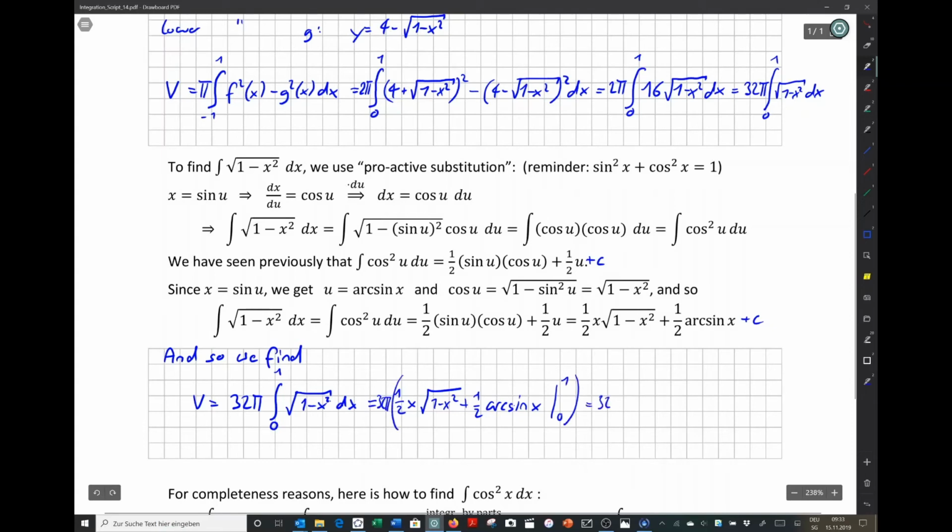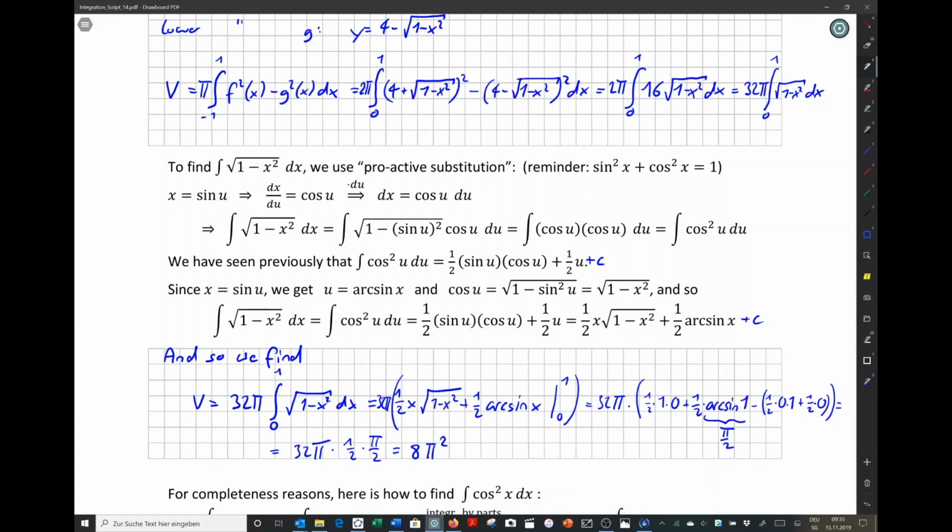Now inserting that, we get 32 pi times, inserting 1, I get 1/2 times 1 times the square root of 1 minus 1, so times 0, plus 1/2 times arcsine of 1, minus, when I insert 0 over here, I get 1/2 times 0 times 1 plus 1/2 times arcsine of 0, and the arcsine of 0 is 0. Arcsine of 1 is pi half. So I get now 32 pi times, since all the rest becomes 0, 1/2 times pi half, so 8 pi squared, which is approximately 79 units to the power of 3.